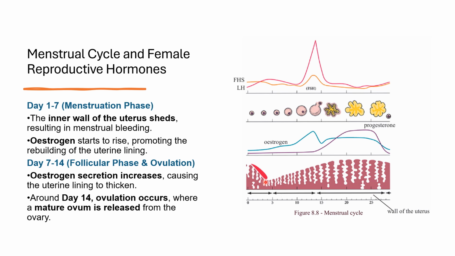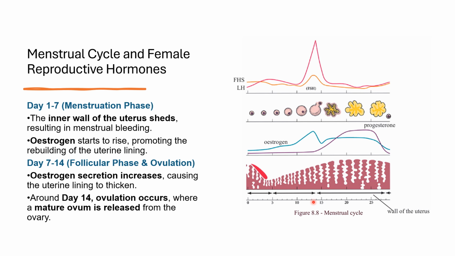And then after that, estrogen starts to rise. At the same time, when the inner wall of the uterus is shedding, the estrogen hormone rises in the body, and estrogen is the hormone required by the body to promote rebuilding of the uterine wall. As you can see, it's going to start rebuilding of the uterine wall. It's going to get thicker.